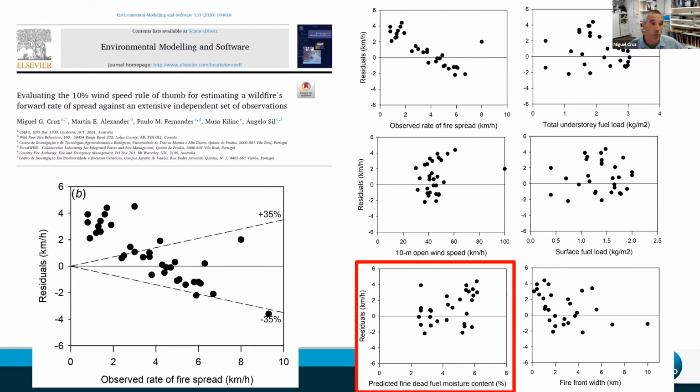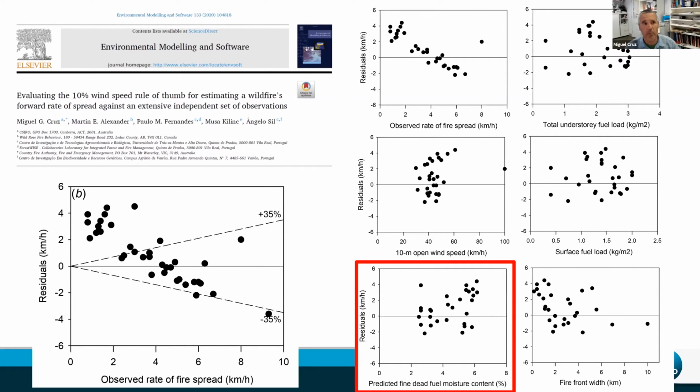And this is really when wind speed is quite high, more than 30 kilometers an hour, and fuel moistures are quite low, less than 5% moisture content. So we're really talking about the high end of fire propagation.